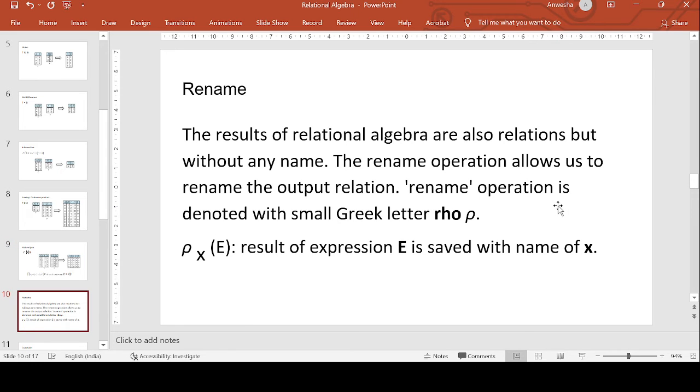So next is rename. The results of relational algebra are also relations but without any name. The rename operation allows us to rename the output relation. Rename operation is denoted with the small Greek letter rho. The result of the expression is saved with the name x. If you want, you can rename, give a name to it. Okay.